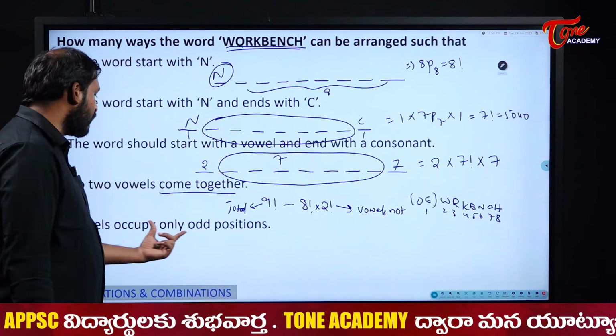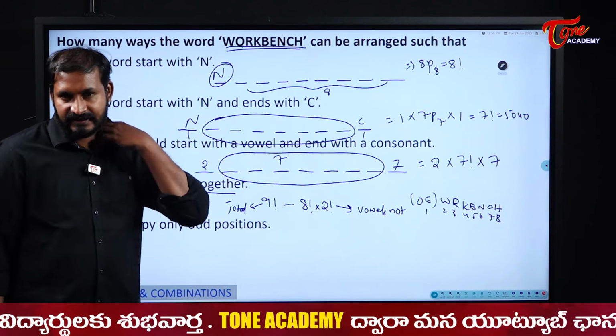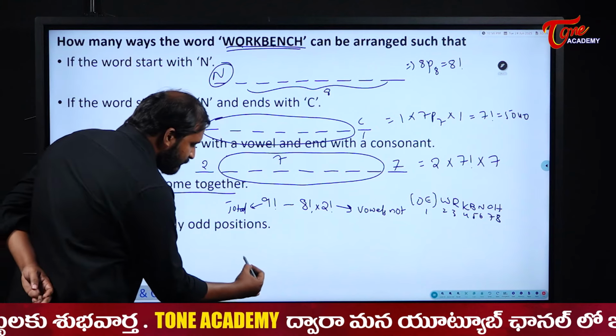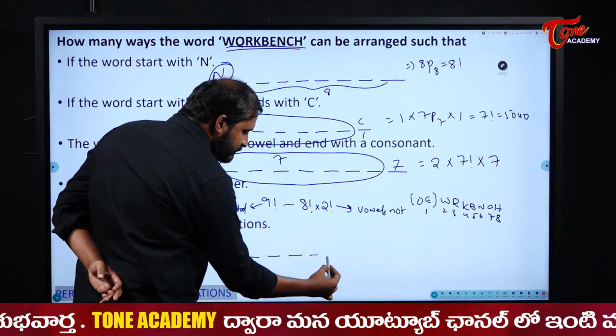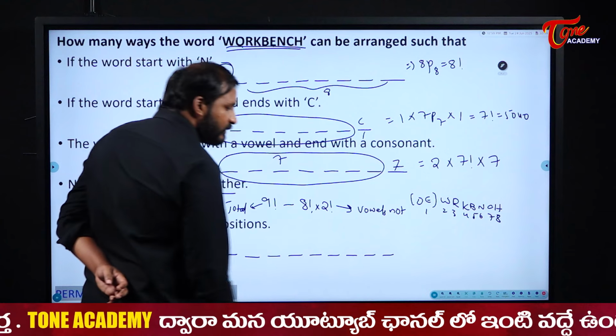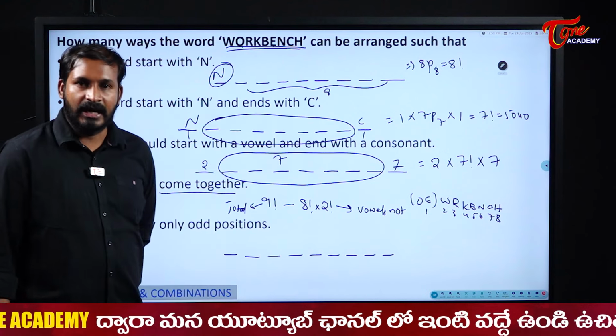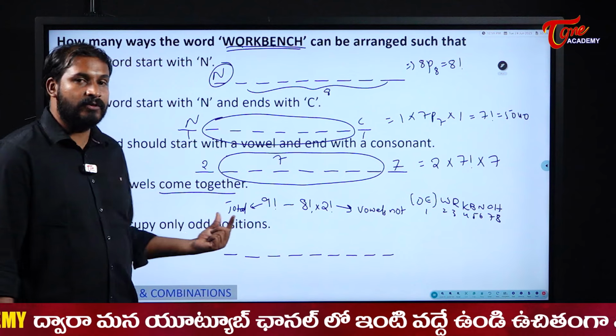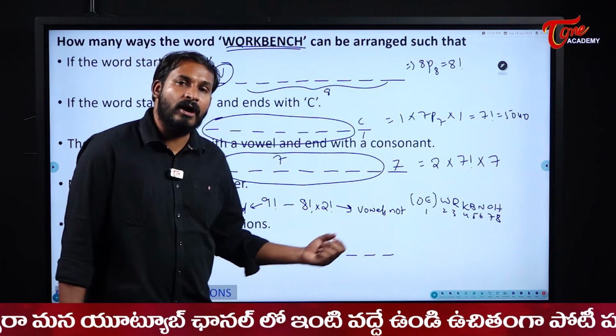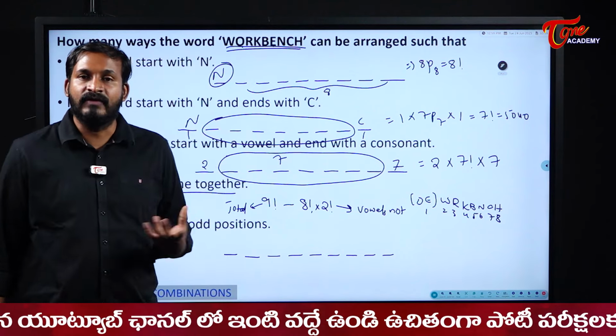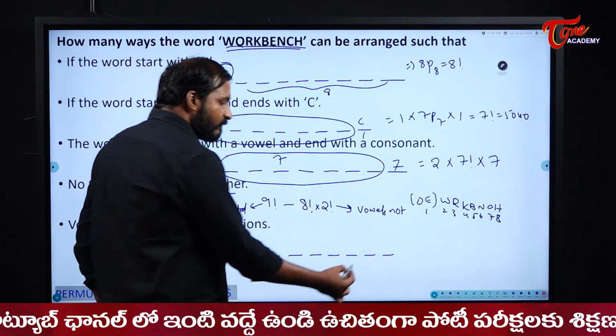Next one. Vowels occupy only odd positions. So total how many are there? 9 positions. 1, 2, 3, 4, 5, 6, 7, 8, 9. Total how many positions are there for me? 9 positions are there. And vowels should occupy only the odd positions. Out of 9, how many odd positions will I have? I will have 5 odd positions.